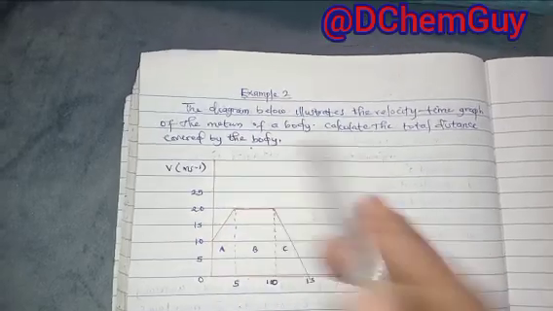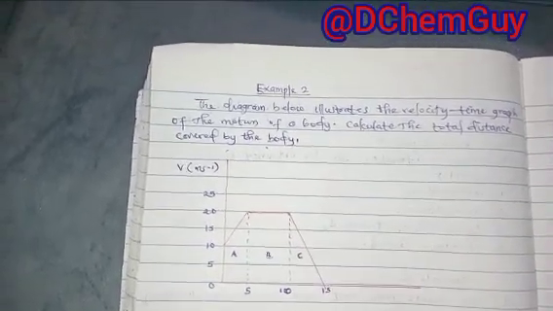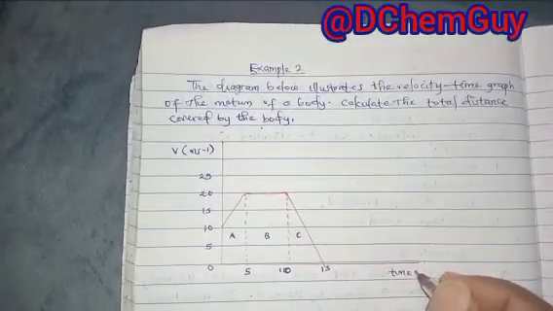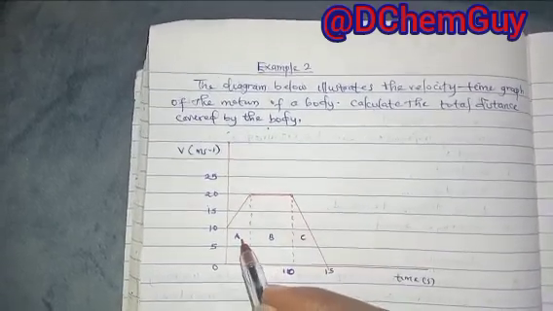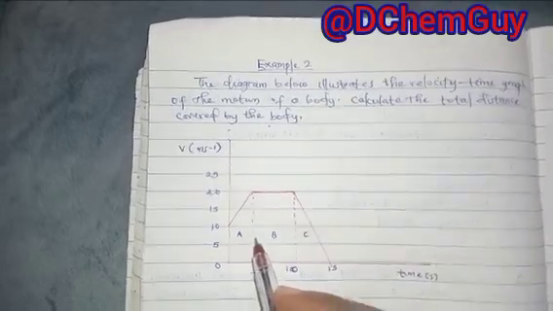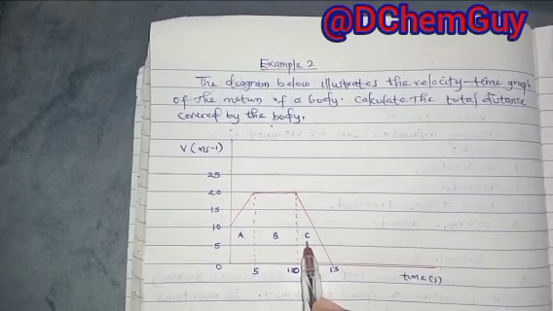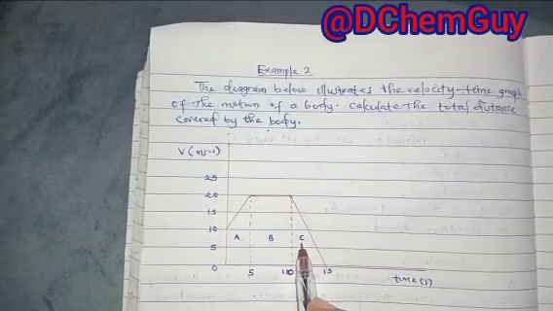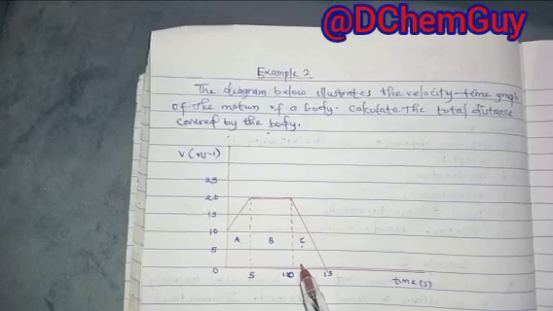Calculate total distance covered by the body. In this case, we already have the diagram, so we don't have to sketch any diagram. Please, there should be time here, time in seconds. Now, we have a graph in this manner, and we have three portions already on the graph, A, B, C. For us to calculate the total distance covered by the body, we know that we need to find the area of this shape we are having here.